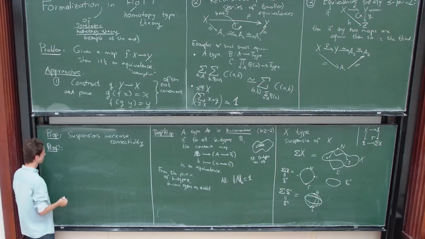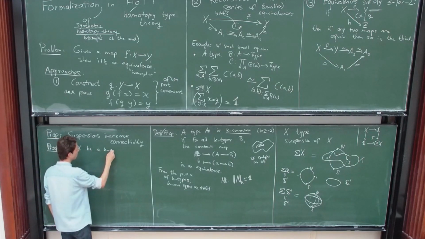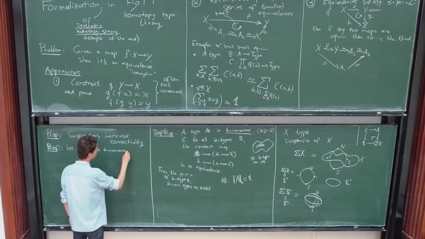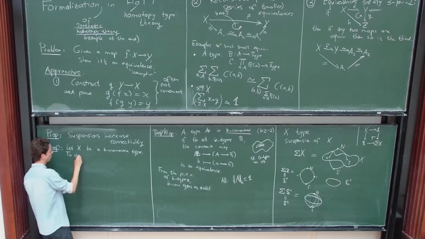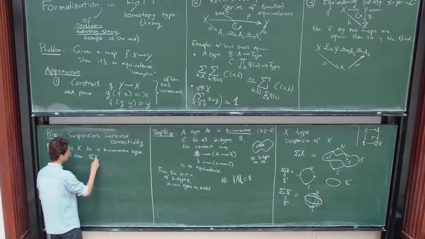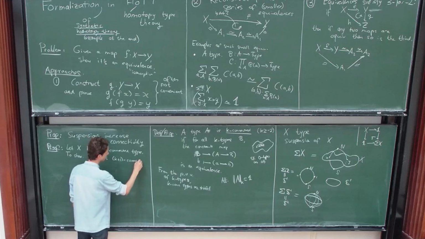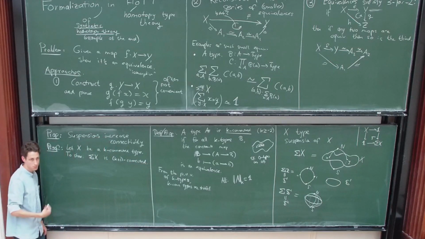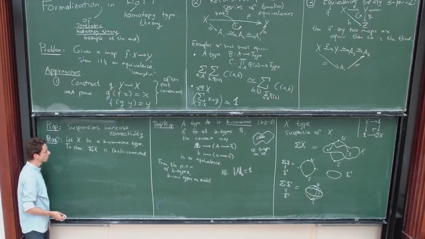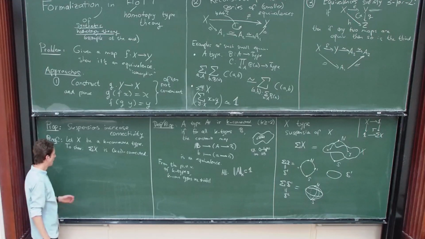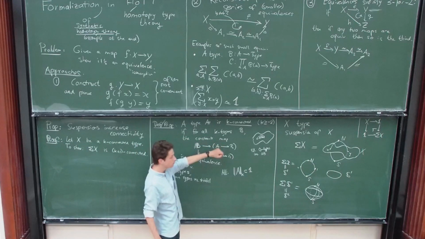Okay, so let X be a k-connected type, and we have to show that the suspension of X is then k+1 connected. That's just what I meant when I said that suspensions increase connectivity. So I have to show that something is k+1 connected, which means I have to show that for all k+1 types, this constant map is an equivalence.